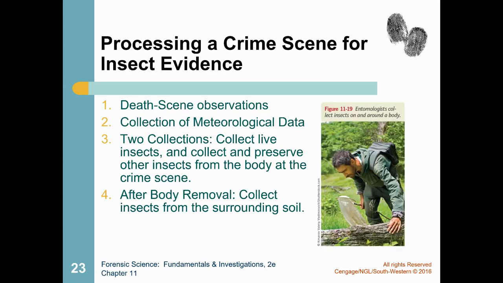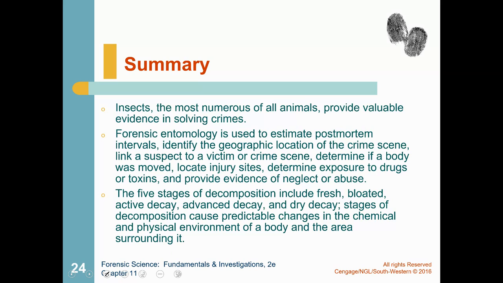So we have our death scene observations, right? The entomologist is going to collect insects around the body. There's going to be two collections, right? We're going to collect the live insects, and we're going to collect and preserve other insects at the crime scene. And then after the body is removed, we're going to take insects from the surrounding soil, because all of those things are going to give us some really good observation. And again, they're going to have to take that meteorological data.